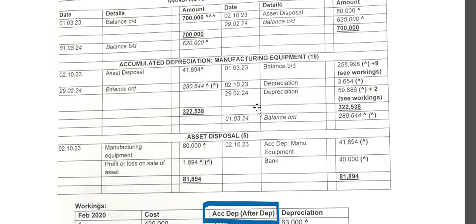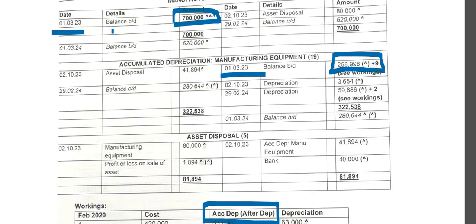Now let me show you. If I go back up to this account, look at that. That is the opening balance on the first day of our financial period that we are looking at. So we've calculated the opening balance there, for the cost on the first day of the new financial year. And we've calculated the opening balance for accumulated depreciation in the manufacturing equipment on the first day of the financial year. Look, that was 9 marks.